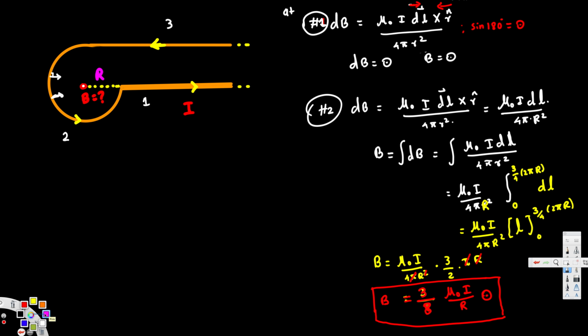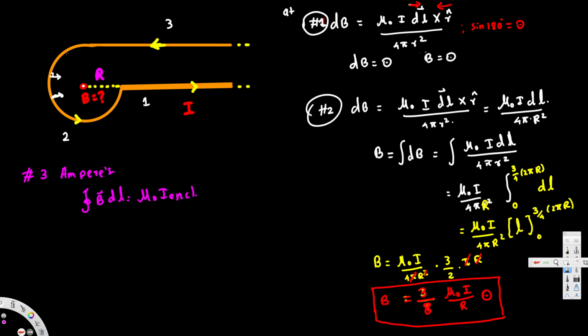Now let's go to segment 3. For segment 3, we can use Ampere's law. Let's write Ampere's law. Ampere's law says the line integral of B dl is equal to mu naught I enclosed. But this is true if this is a very long straight wire.